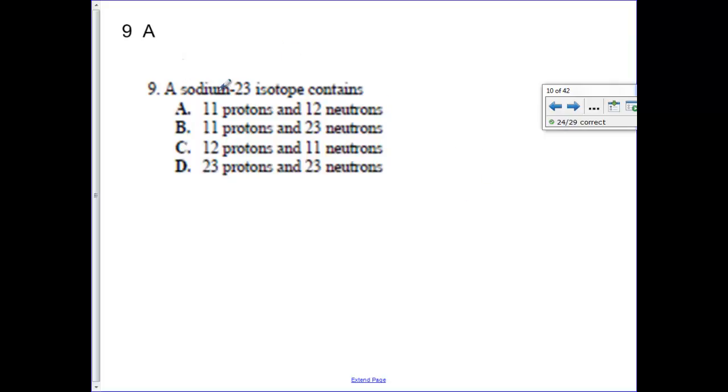Okay, this is about isotopes. Sodium-23, right off the bat, if you look on the table, sodium is number 11, which means it has 11 protons, so it has to be either this one or this one. How do you tell about neutrons? Well, it adds up to whatever the mass is. So 11 plus 12 equals 23. So there must be 12 neutrons.